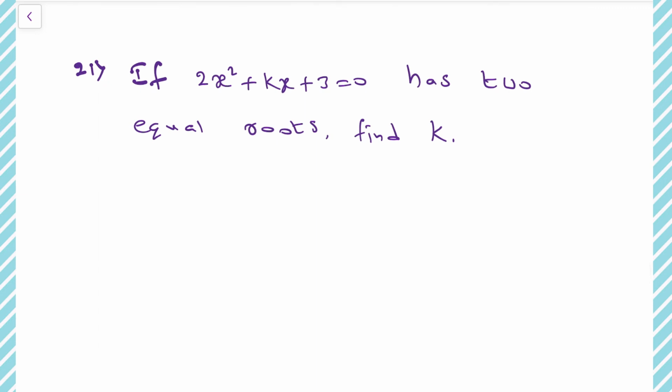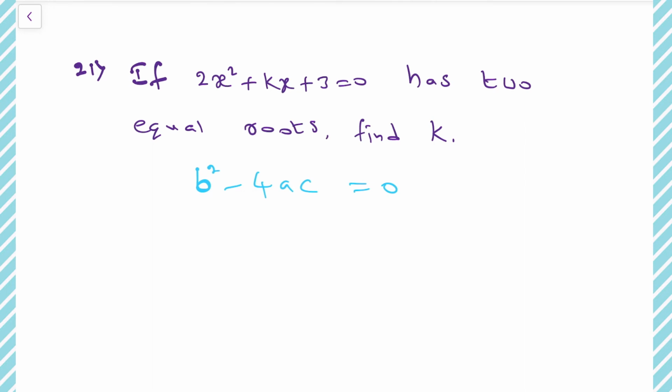Next, if 2x square plus kx plus 3 is equal to 0 has two equal roots, then what is the k value? If two equal roots are there, then b square minus 4ac value is equal to 0. If b square minus 4ac equals 0, then the given quadratic equation will have two equal roots. Now let us substitute it one by one here.